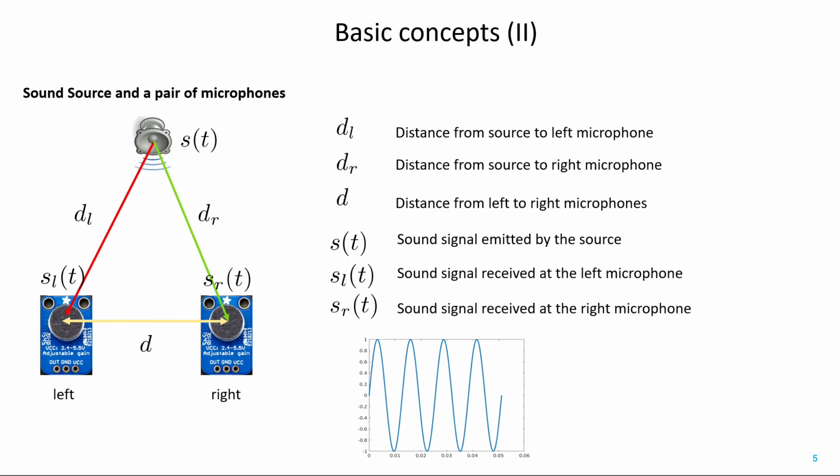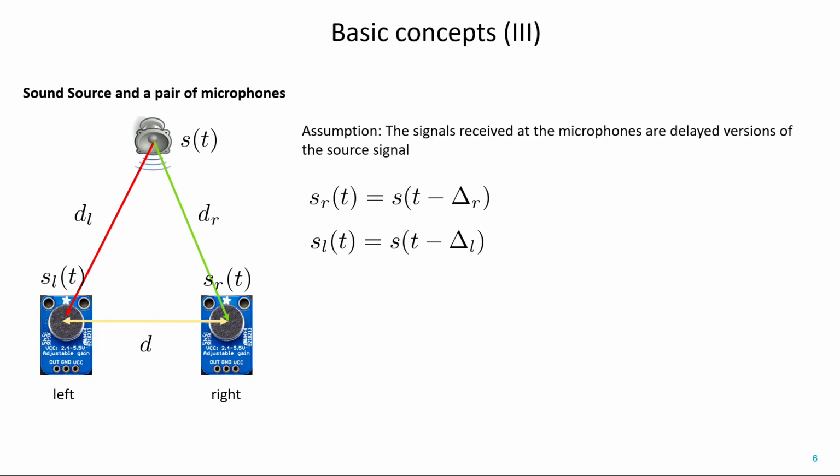On the diagram, you can see an example of S(t), which is the signal at the source and corresponds to a single frequency. A key assumption in this tutorial is that the signals received at the microphones, SL(t) and SR(t), are essentially shifted versions of the original source signal S(t). In this way, SR(t) is going to be equal to S(t minus deltaR), where deltaR is the time shift. In the same way, SL(t) equals S(t minus deltaL), and deltaL is the time shift for the left microphone.